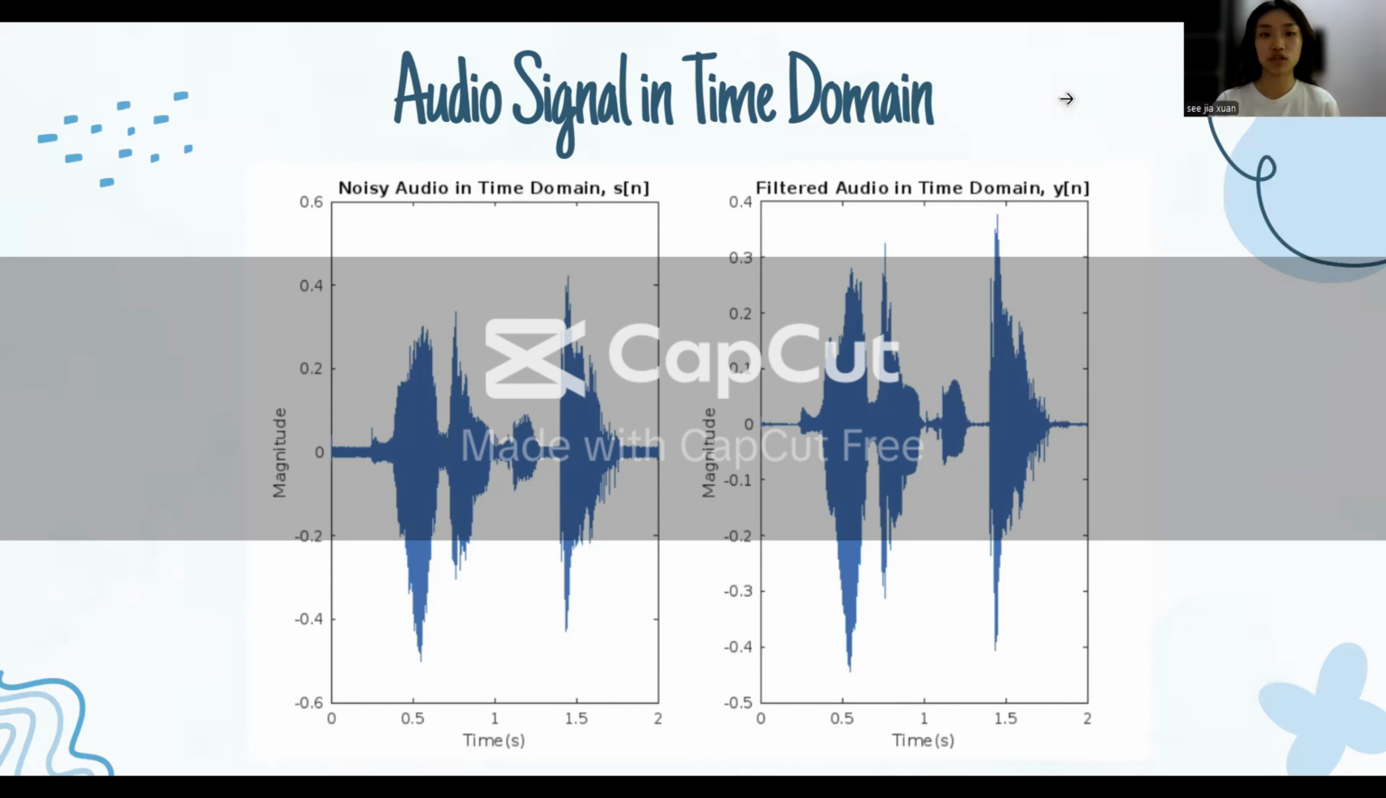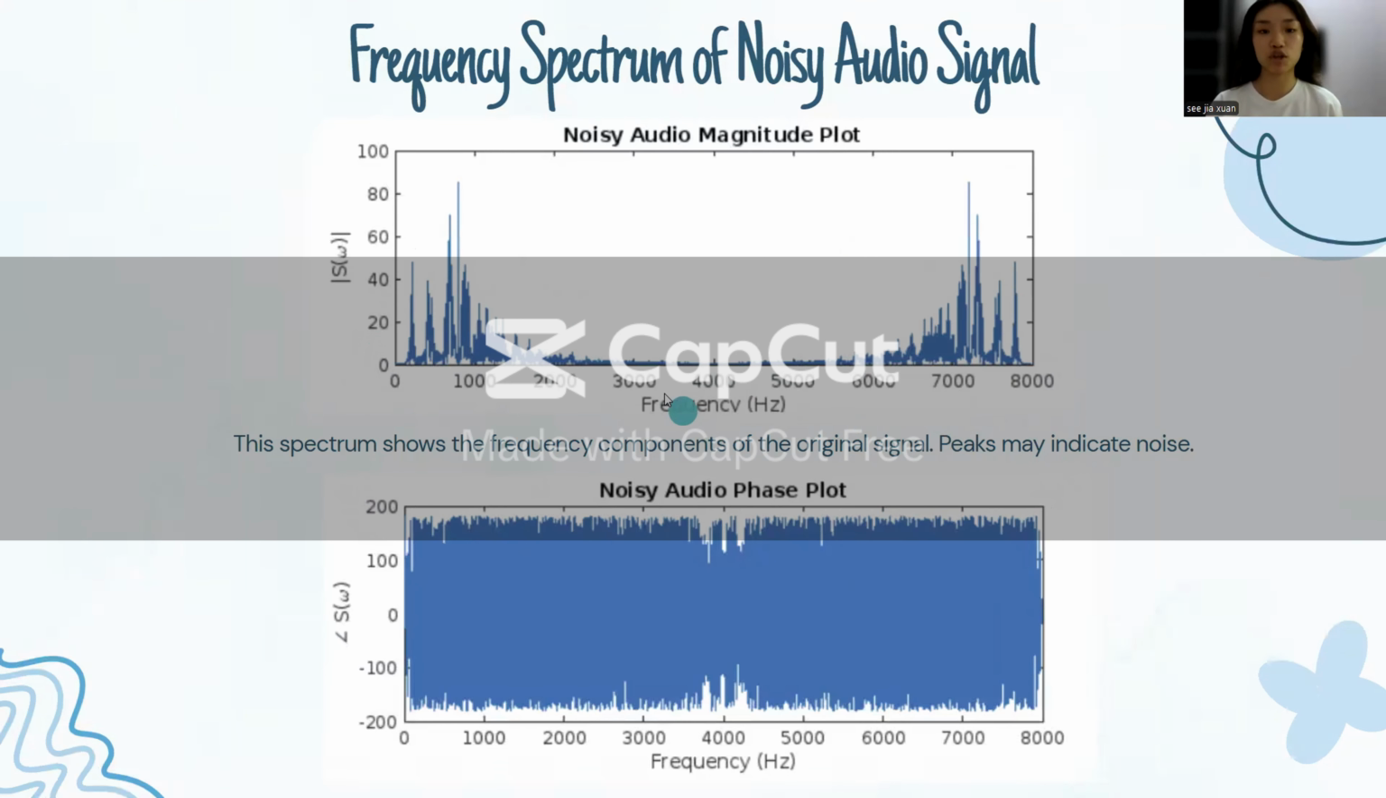My name is Suggestion. This slide presents the input audio signal in the time domain. The left plot shows the large amplitude fluctuations caused by both the voice signal and noise, and the right plot displays the filtered version, which appears smoothed, indicating successful noise reduction. In the frequency domain, the top plot shows the magnitude spectrum with strong peaks that represent the dominant frequencies. The lower plot displays the phase of each component, providing insight into the signal structure.